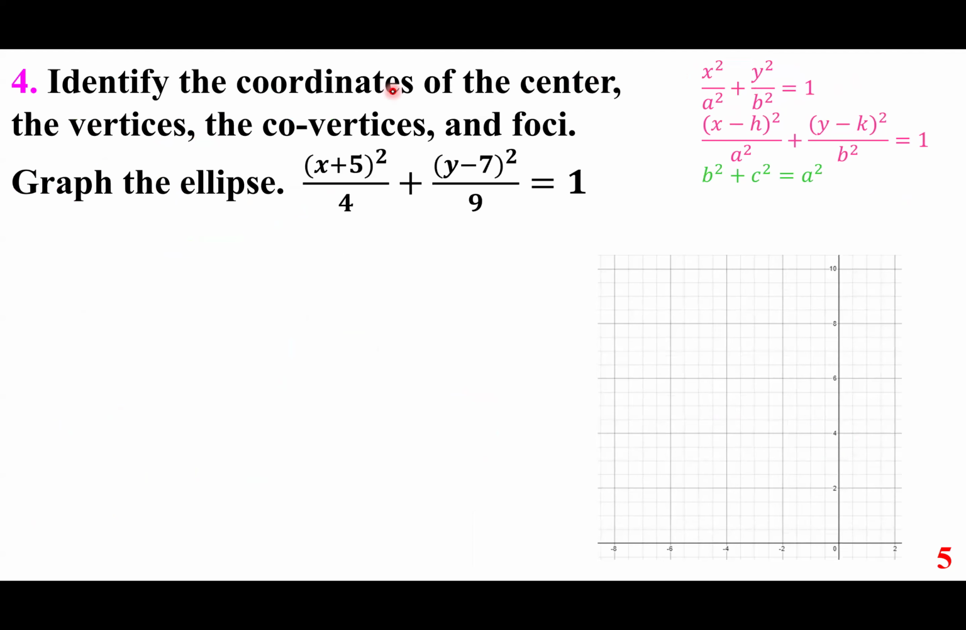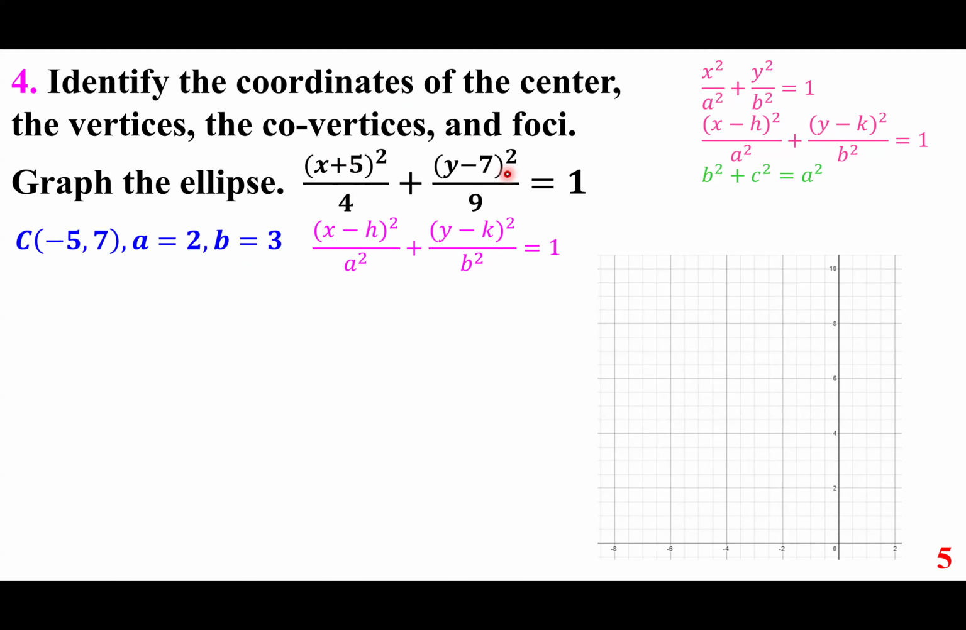Identify the coordinates of the center, the vertices, the co-vertices, and the foci. Graph the ellipse. So when we look at this one, we're going to compare it to this one: x minus h quantity squared over a squared plus y minus k quantity squared over b squared equals 1. And therefore, clearly, the center is located at minus 5, positive 7. A squared is 4, so A is 2. B squared is 9, so B is 3. And that means it's elongated along the y-axis. That's the meaning of it.